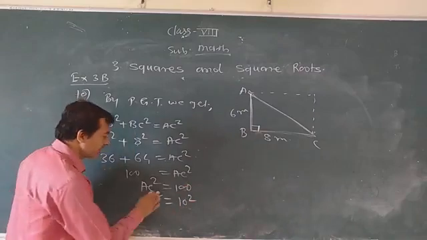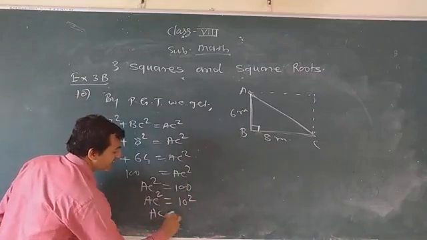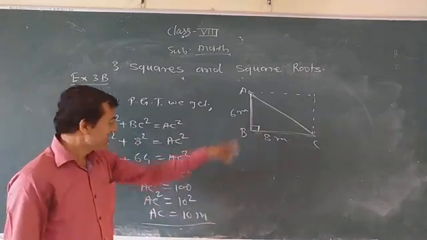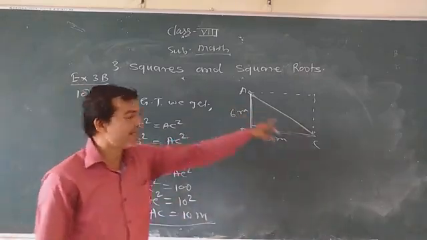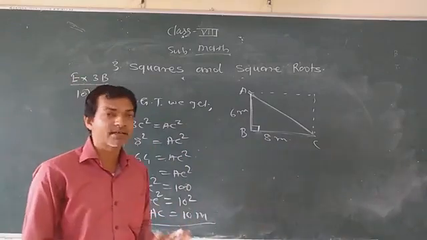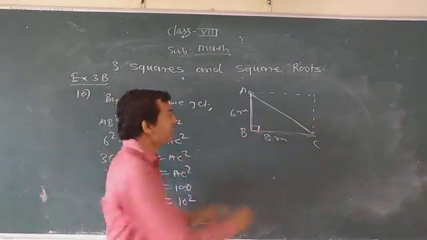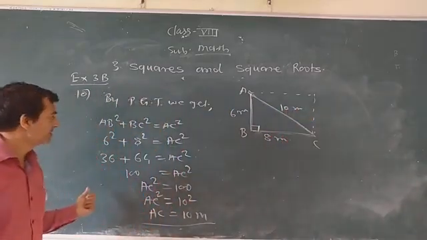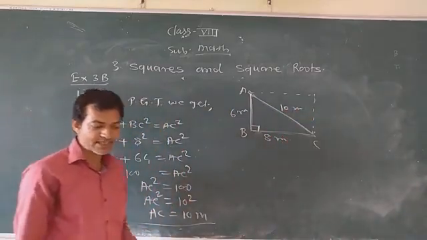So the square gets cancelled. You get only AC. AC equal to 10, so 10 meter. In this way, this is the length of diagonal. AC is the length of diagonal. So you can write at last, the length of diagonal is 10 meter. 6, 8 and this is 10 meter. By using this formula you can find. Understood? Now the second last question.